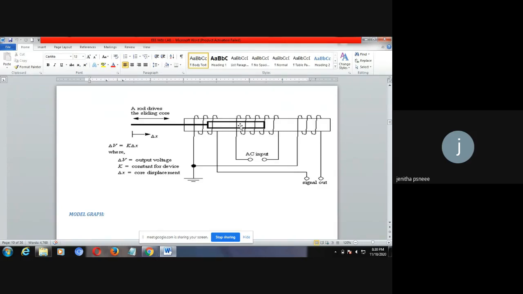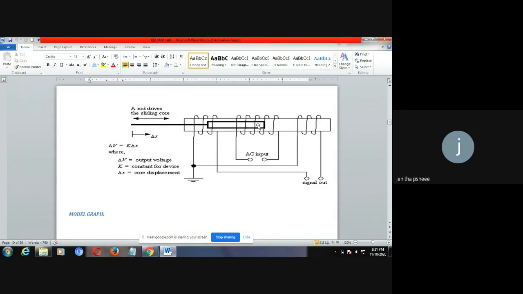So how do we perform this? Initially, if you keep this rod in the central position, what will be the action? This is based on the transformer principle. In the transformer principle, when we provide the AC signal to the primary, it will transfer the energy to the secondary winding also, so that EMF will be induced in the secondary. The same thing happens here.